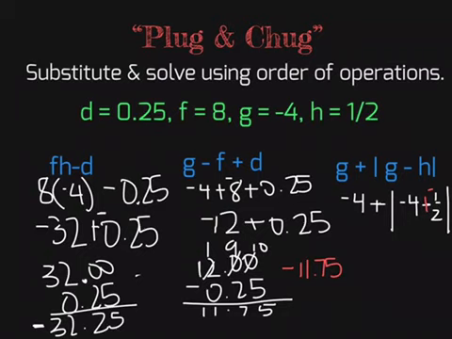4 plus 1/2 is 4.5. So 4.5, you keep the sign, which is negative. I'm going to drop down the negative 4. The absolute value of negative 4.5 is 4.5, because absolute value is always positive.